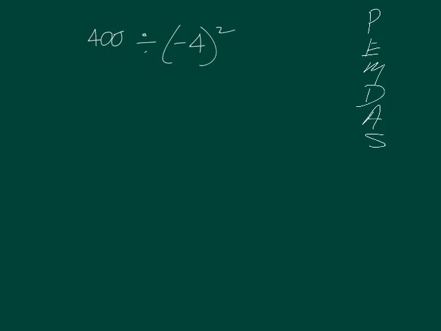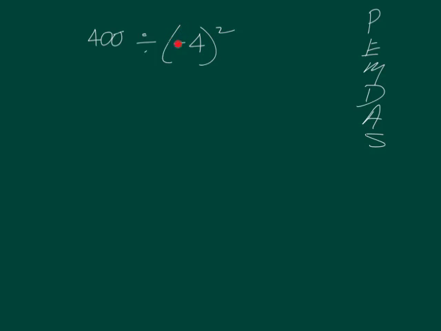So PEMDAS says we're going to do what's in parentheses first. Well, at this point, all we have in our parentheses is a negative 4. So you can't do anything. There's no addition, subtraction, multiplication, or division in there. And then it says, look at your exponents. Do I have any exponents? Yep, I do right there. So we're going to do that next.